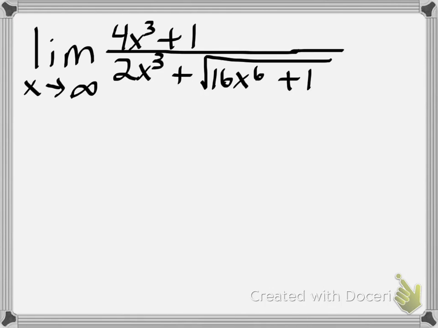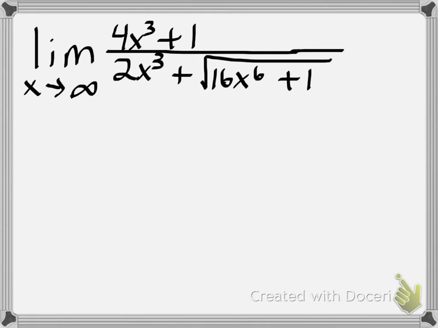If I were to try to find the limit as x approaches infinity of the function (4x cubed plus 1) all over (2x cubed plus the square root of 16x to the 6 plus 1). The idea is you want to think about, as x approaches arbitrarily large, what's going to happen to this entire function, and try to recognize a pattern.